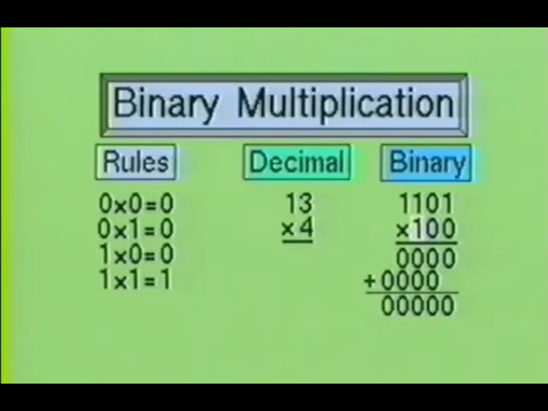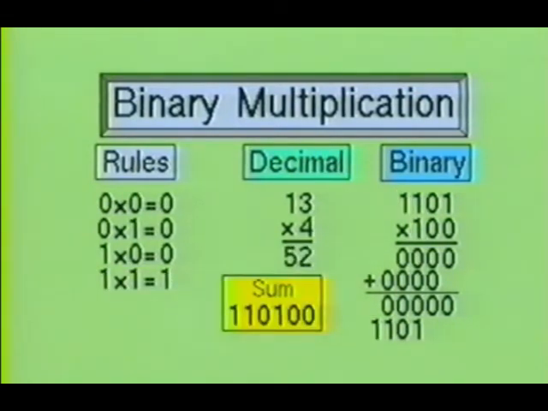Next, we multiply the most significant bit of the multiplier times the multiplicand, and we must also shift the next partial product one bit to the left from the previous shift. When we multiply 1 times 1, the product is 1. When we multiply 1 times 0, the product is 0. Again, we multiply 1 times 1, and the product is 1. And again, 1 times 1 equals 1.